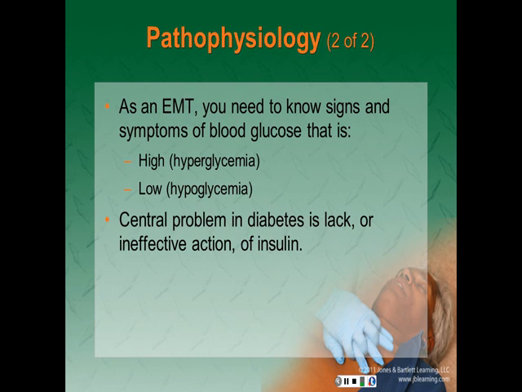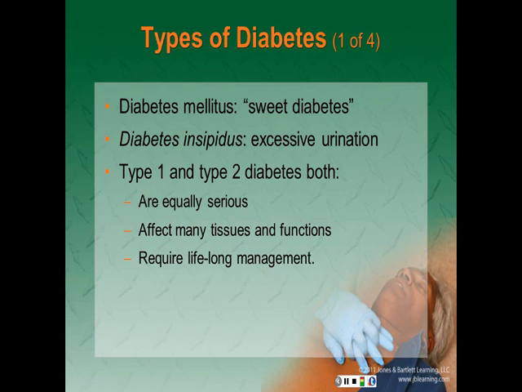The central problem in diabetes is the lack of insulin or ineffective action of insulin. Glucose or dextrose is the primary fuel for cellular metabolism, and insulin is a hormone that is normally produced by the endocrine glands of the pancreas that enables glucose to enter the cells. Diabetes mellitus, which is diabetes' full name, means sweet diabetes, which refers to the presence of wasted glucose in the urine. Diabetes insipidus is a rare condition involving excessive urination. The hormone that regulates urinary fluid reabsorption is missing, and that's what causes this process.